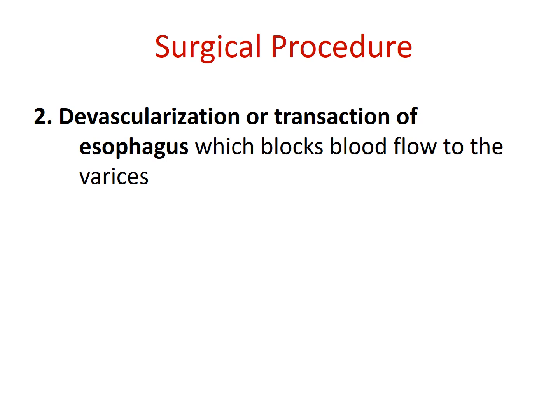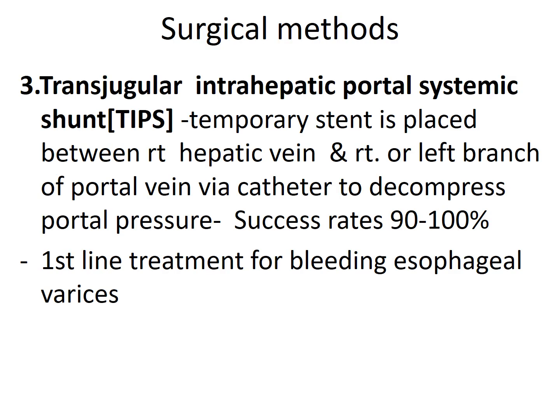The surgical procedures include devascularization or transection of the esophagus, which blocks blood flow to the varices. You can do a transjugular intrahepatic portosystemic shunt, also known as TIPS. Here a temporary shunt is placed between the right hepatic vein and the right or left branch of the portal vein via a catheter to decompress the portal pressure. Success rate is 90 to 100%, so this is a good option. This is the first line treatment for bleeding esophageal varices.